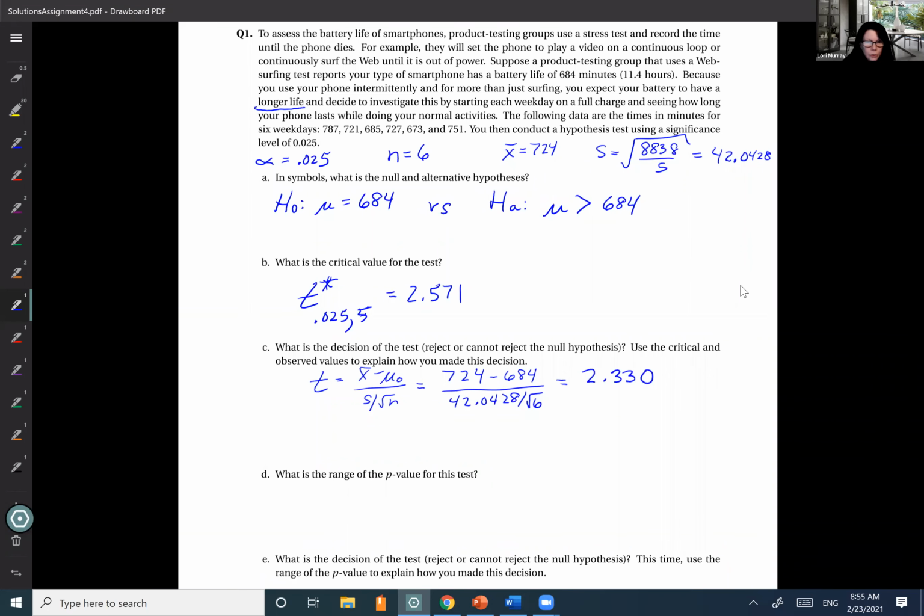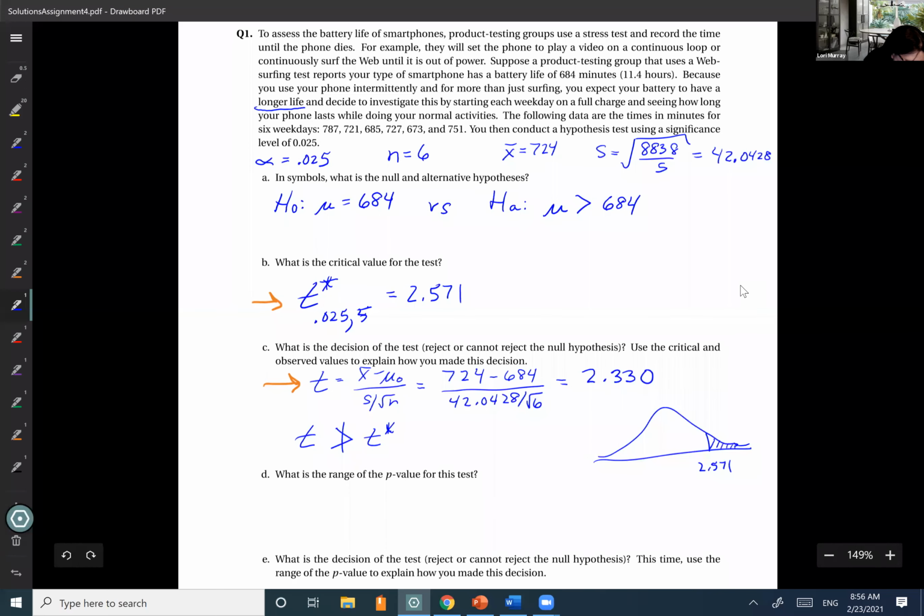So what you want to do is compare the observed value with the critical value. And you want to just ask, is T greater than T star? But it's not, right? Our observed value is 2.330 and our critical value is this. So it's always good to draw this. The critical value T star would be 2.571, and everything to the right of that, because it's greater than, would be our rejection region.